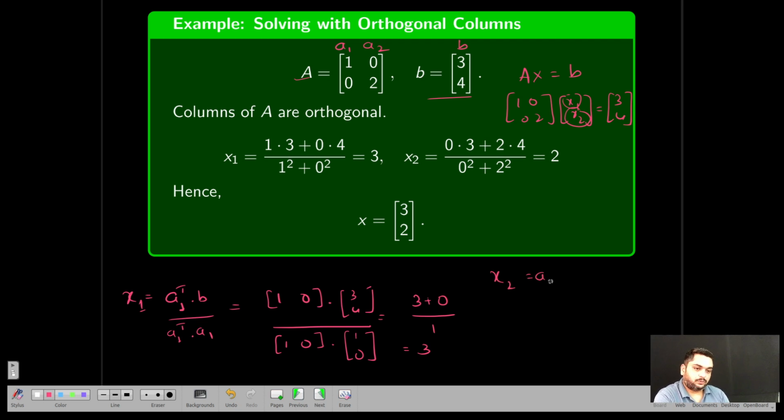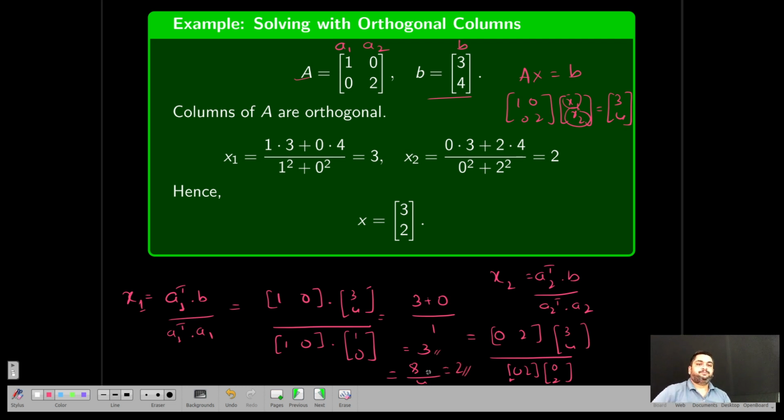Similarly, x2 equal to a2 transpose into b divided by a2 transpose into a2. This is a2 transpose, 0, 2, into b, which is 3, 4, divided by 0, 2 into 0, 2. So we will get 8 divided by 4, which is 2. That is the solution. If it is orthogonal, definitely you can solve it like this.